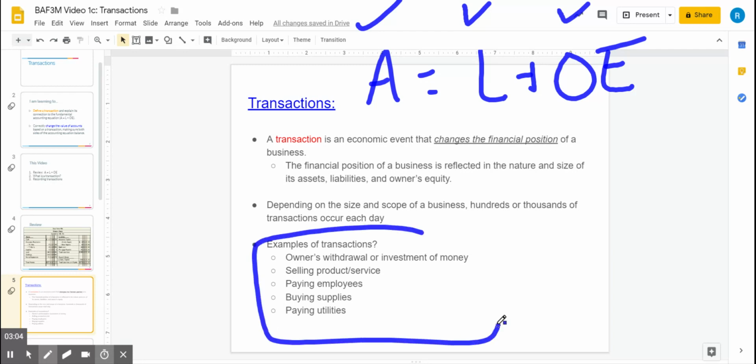So, what are some examples of transactions? Well, it could be an owner just withdrawing money out of the business or an owner putting money into the business. It could be us selling something like a haircut. It could be us paying our employees, buying supplies, buying a new piece of equipment, paying for utilities, like paying our electricity bill. All of these things are transactions because they change the financial position of the business.